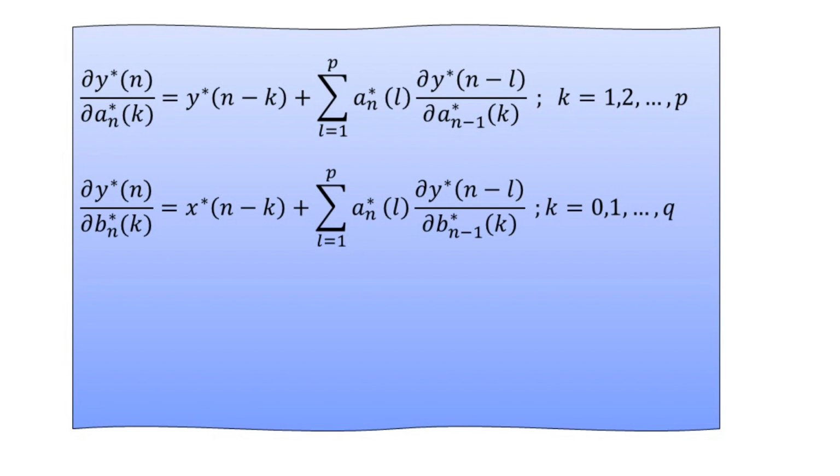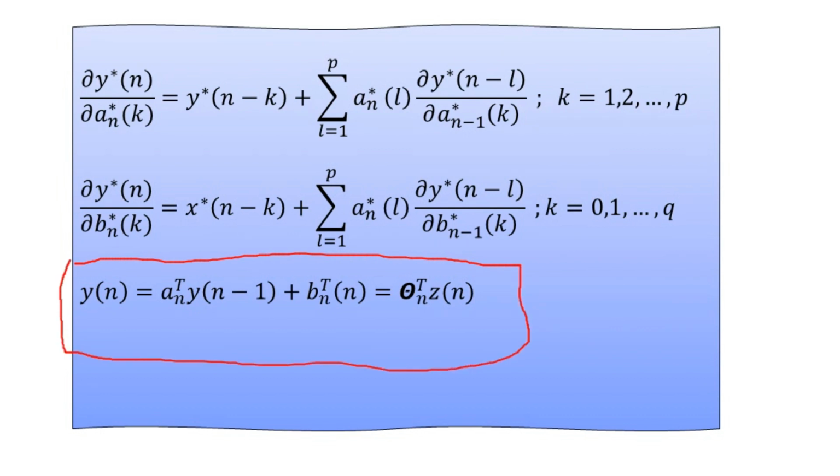Now these two equations, along with the earlier representations on the previous slide, the filter output equation we give directly as y of n is equal to the vector notation a suffix n transpose multiplied by y of n minus 1, further added to the transpose of the vector notation for filter coefficients b suffix n multiplied by x of n, which is equal to the transpose of capital theta suffix n, the combined representation of the two types of filter coefficients, multiplied by z of n, where z of n is the usual notation that we have described earlier. So this is a very important equation. You can call this important equation the infinite impulse response LMS algorithm here.